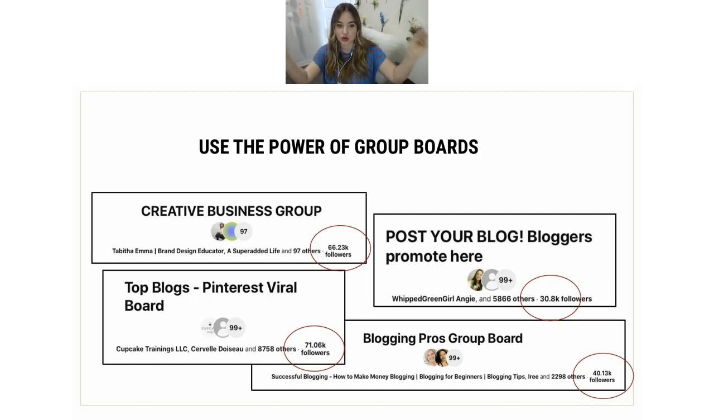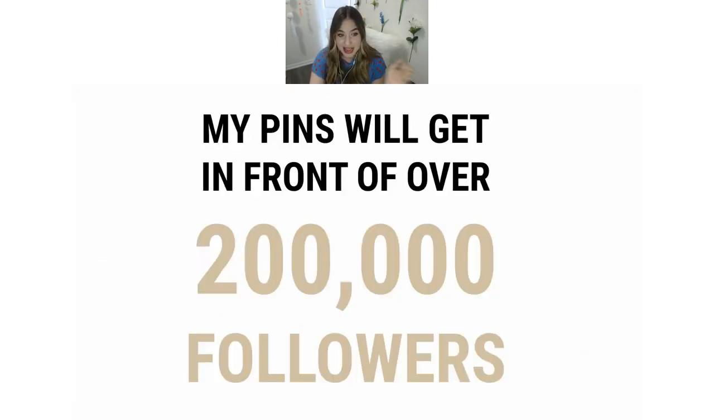Now, here's what makes these so cool. I don't have that many followers on Pinterest. Maybe I have like 5,000 followers, maybe not even that much. But this group board has 66,000 followers. This one has 70,000 followers. This one has 30,000, and this one has 40,000. So by posting on my Pinterest, I'm going to get in front of 5,000 people. But by posting into these 4 group boards, which are totally allowed, people want you to post there, my pins are going to get in front of 200,000 followers that I didn't have to grow my audience by.